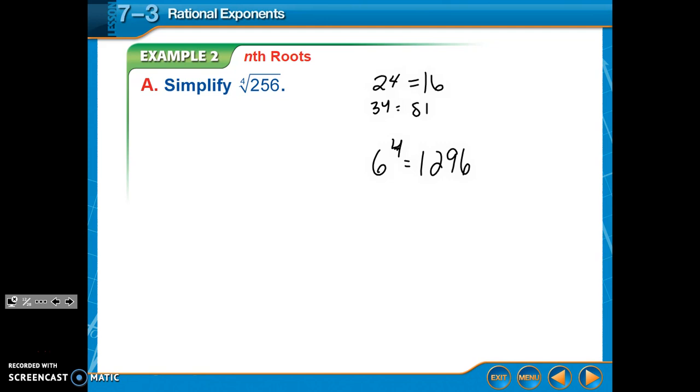So let's try 4 to the 4th. We get 256. When I do 4 to the 4th, I get 256. So if 4 to the 4th power is 256, the 4th root of 256 is going to be equal to 4. Basically, it's asking what to the 4th power gives me 256. My answer is 4.